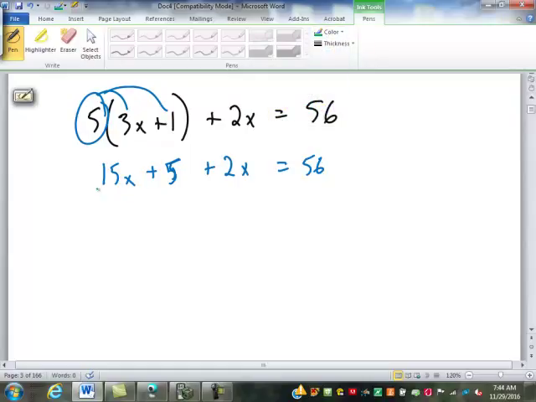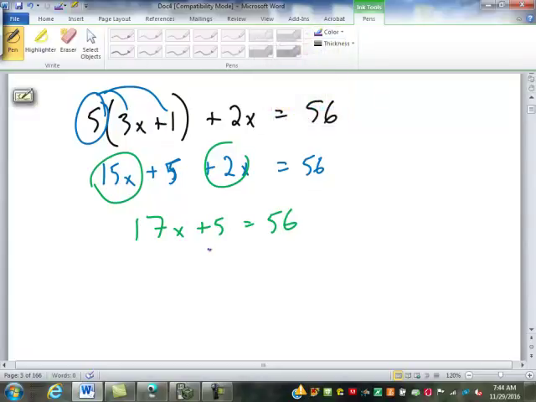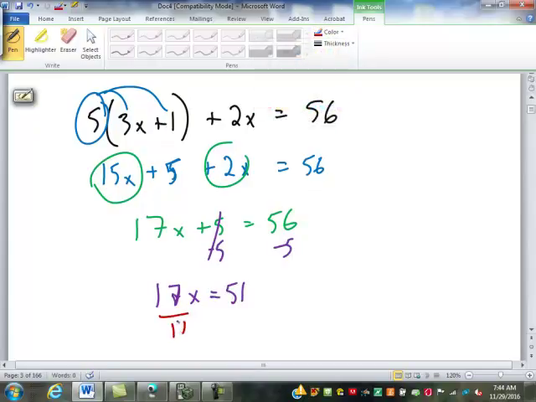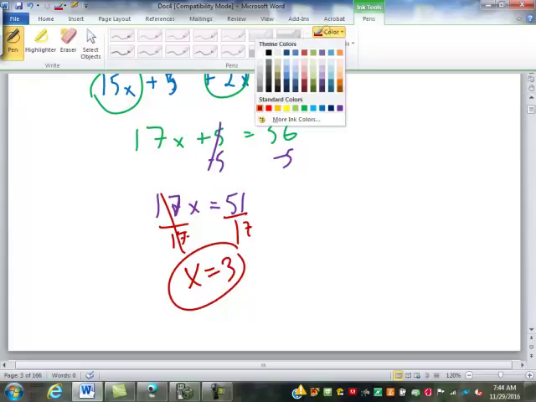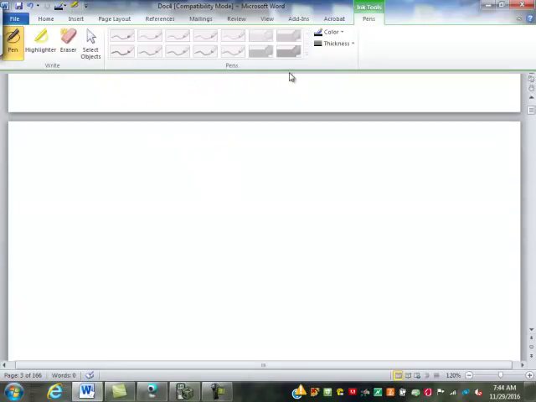Now we can combine 15x and 2x, make 17x plus 5, which is 56. Then what? Subtract 5. 17x equals 51. And divide by 17. Get x equals 3. And as always, we can go back and put 3 in where the x is and make sure we get the same value on each side of the equal sign. At this point, I'm going to trust you guys can do that on your own.